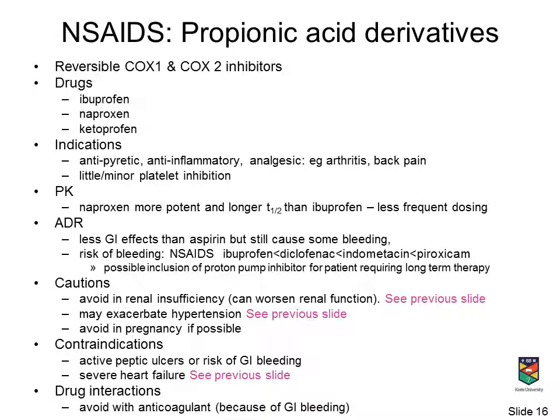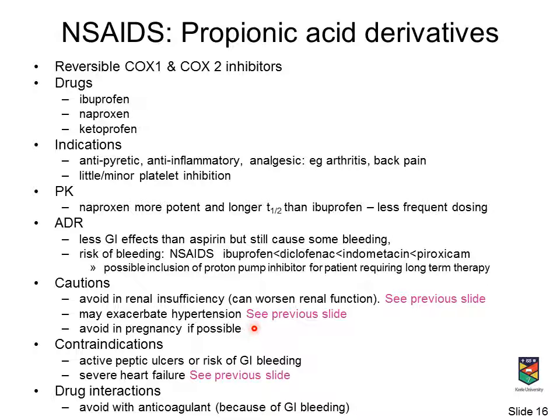Some cautions. Well, we want to avoid these drugs in renal insufficiency. Please go back and look at the previous slide. As I showed you, NSAIDs can alter kidney function by inhibiting renal perfusion, by allowing that afferent arteriole to constrict, or promoting constriction of the afferent arteriole. And also we want to be a bit cautious about using these drugs in hypertension. If you recall, because of the effects on the renal function, you get fluid retention, and because of their vasoconstrictive effects, they can exacerbate hypertension.